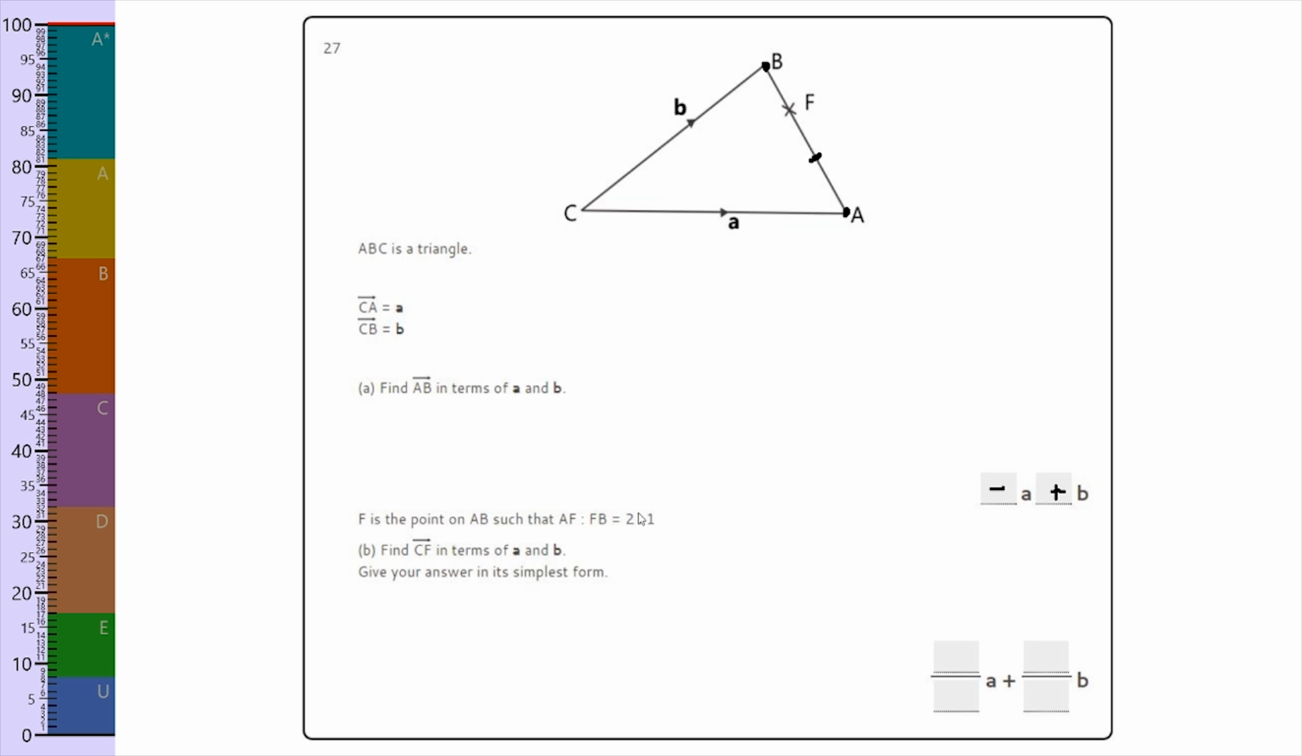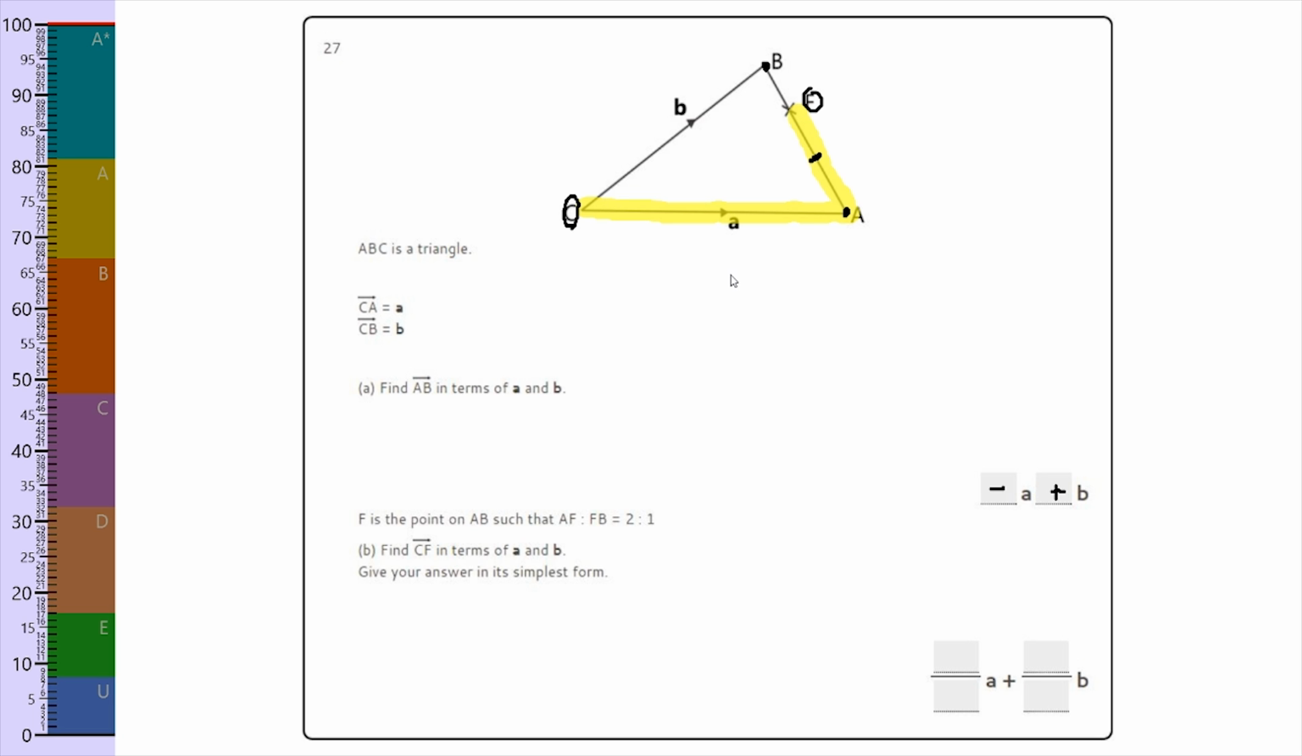Always do this with notches, it makes it a lot easier to work out. Some people would think that it was half the way because it's 1 and 2, but ratios don't work like that. So to find CF, from here, our starting point, to here, I need to go, and there's 2 ways of doing this, 2 directions. This is probably slightly easier. I'm going to go along here, and then up here.